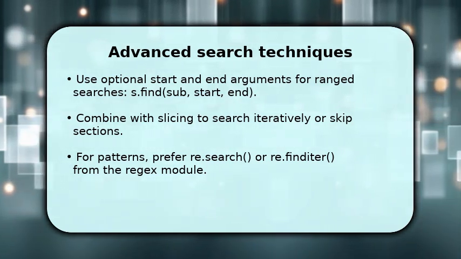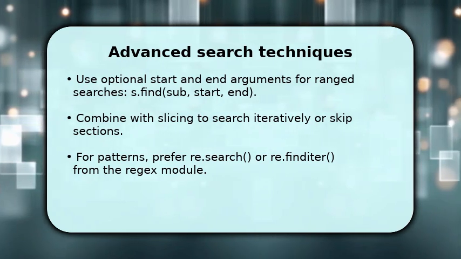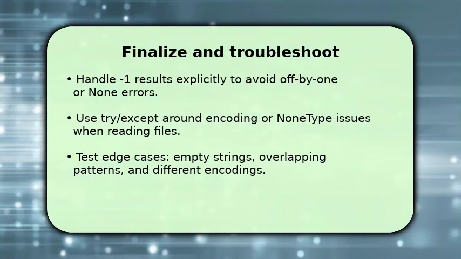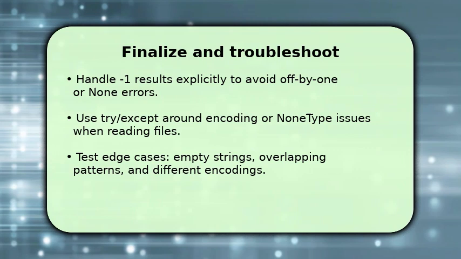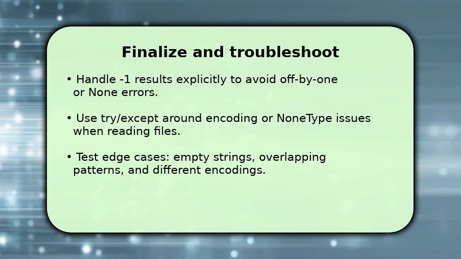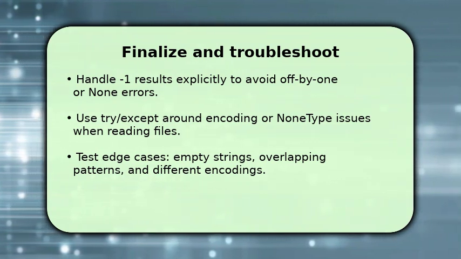You finish by validating results and cleaning up. Check for -1 and branch so your program doesn't misuse invalid indexes. When reading external text, make sure to handle encoding and wrap file operations in try/except to catch Unicode decode error or None type problems.